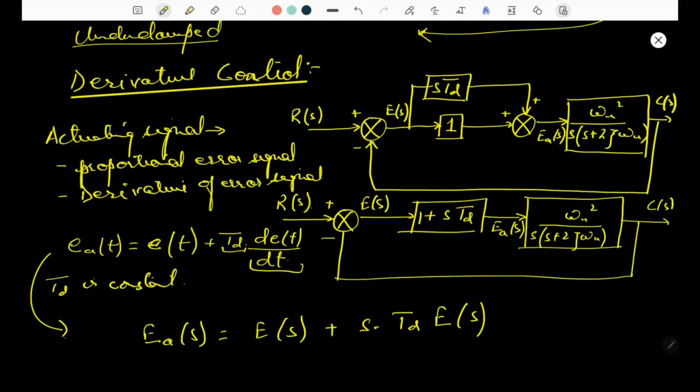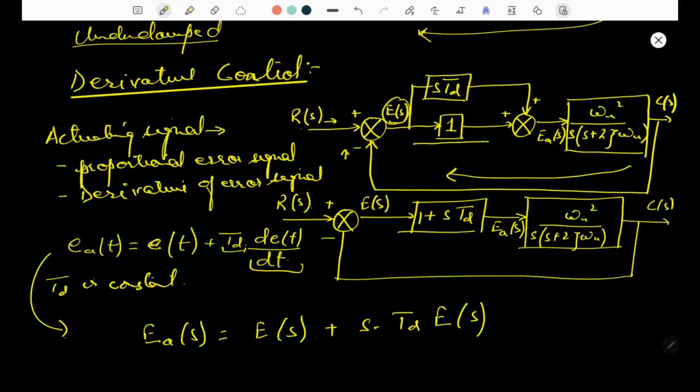For the second order unity feedback control system, we have the block diagram representation using the derivative control action. You can see the feedback coming from here. This is the input signal, this is the feedback signal, and R(s) minus this signal is the error signal being generated here.